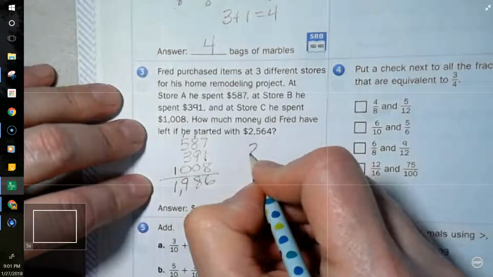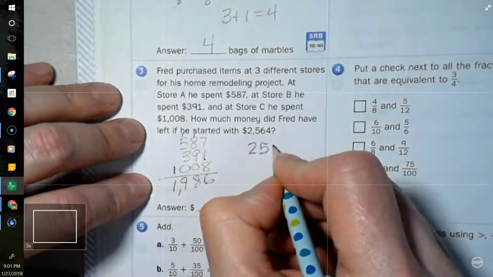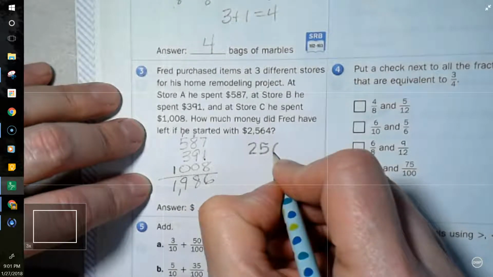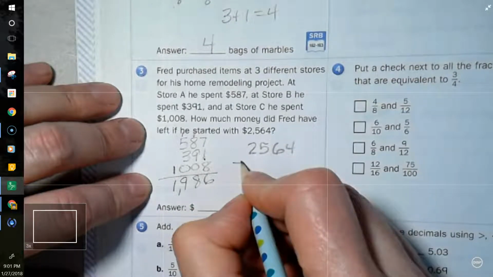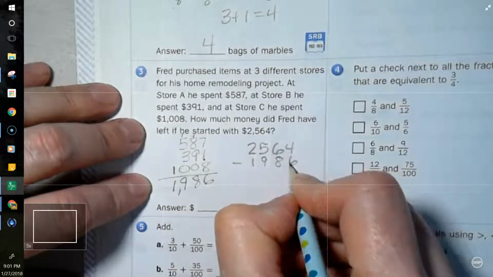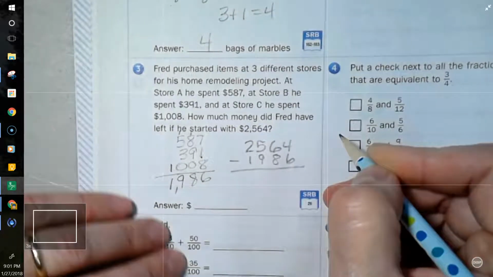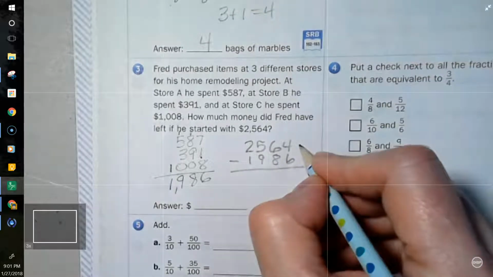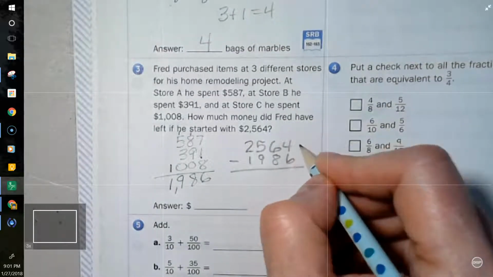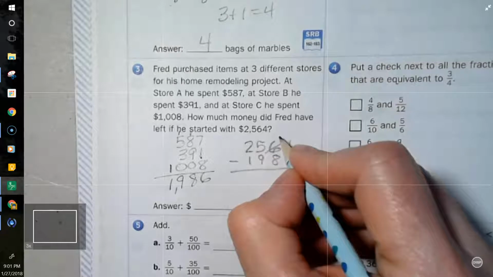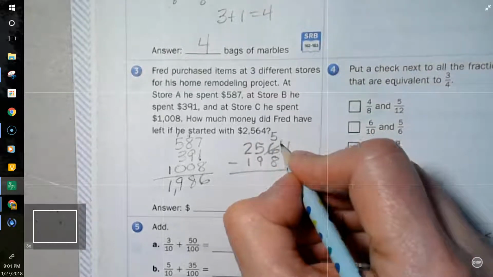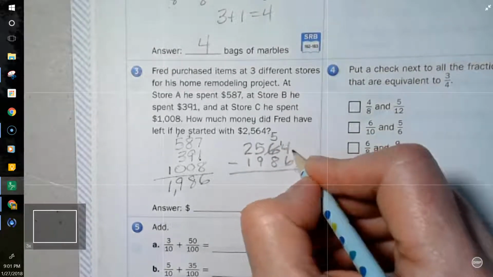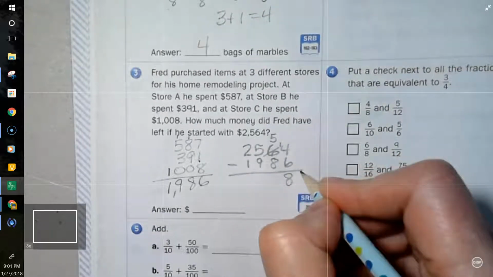$1,986. Now I need to subtract that from $2,564. Okay, I'm going to have to do some regrouping here. I'm not going to take 6 away from 4, so I'm going to make this a 5, bring 10 over, make that a 14. Now 14 minus 6 is 8.